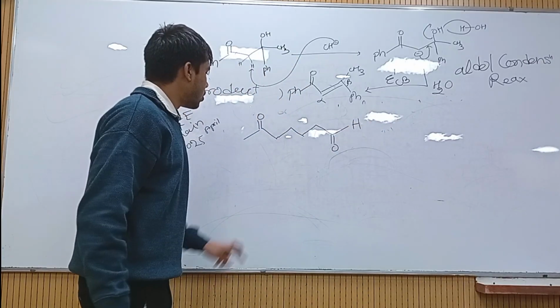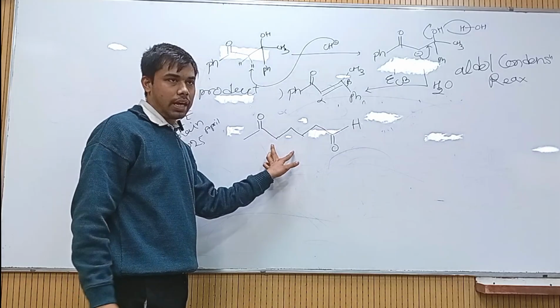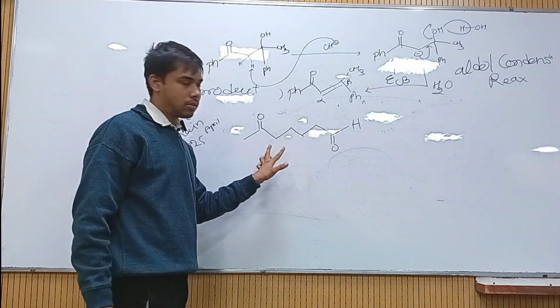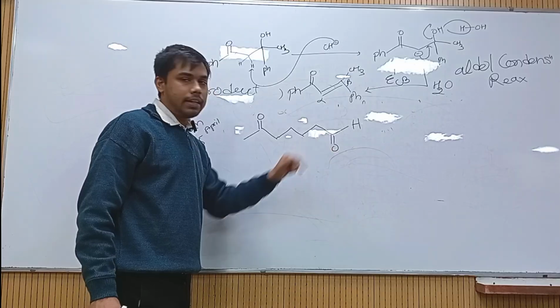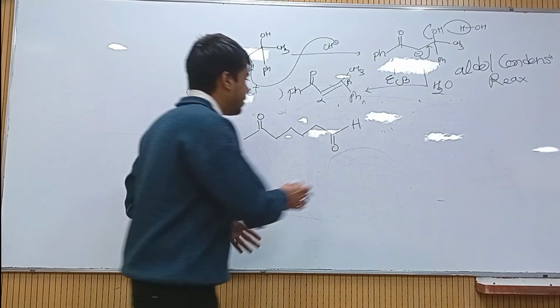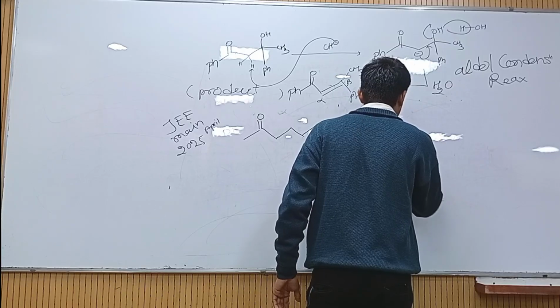Okay, so we have this compound. In the same compound we have two carbonyl functional groups. One is the ketone and another is the aldehyde. So when we react it with diluted NaOH, what will happen?